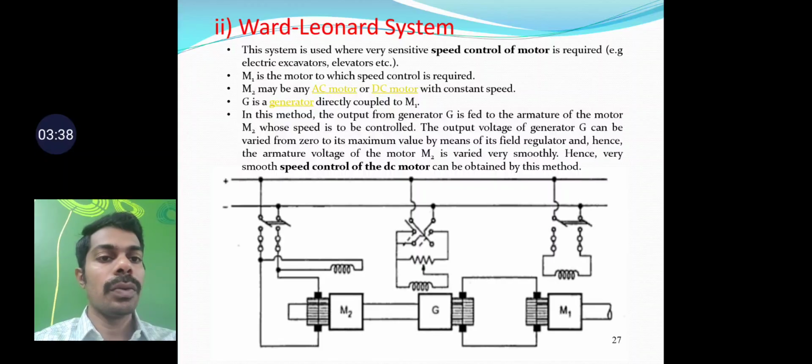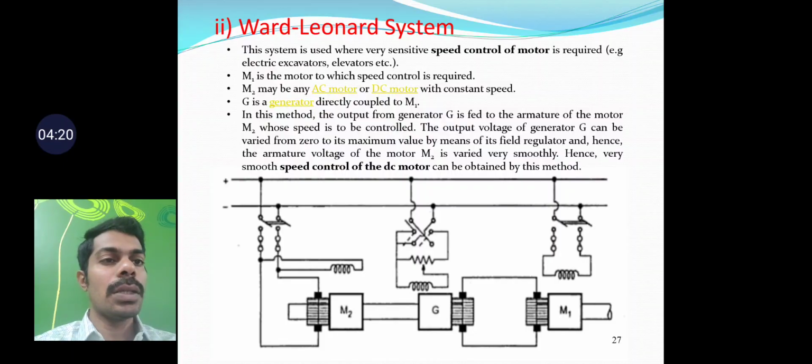Here in this setup, we are using two motors M1, M2 and a generator is required. We will assume that motor M1 is the motor for which the speed control is required. M2, that is another motor, may be an AC motor or a DC motor which runs at a constant speed. The generator G is directly coupled to motor M2. In this, the output from the generator is fed to the armature of the motor M1, whose speed is to be controlled.